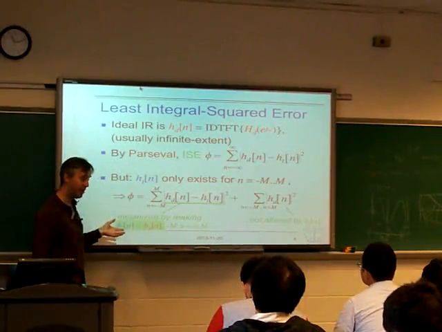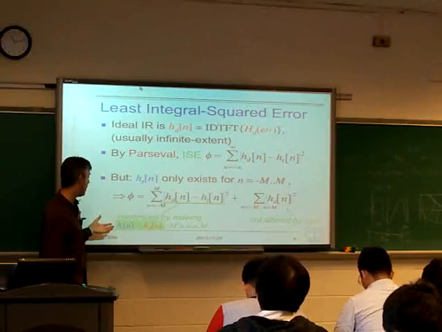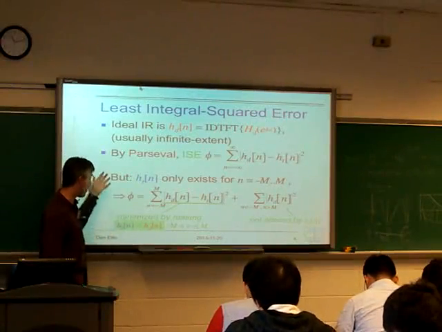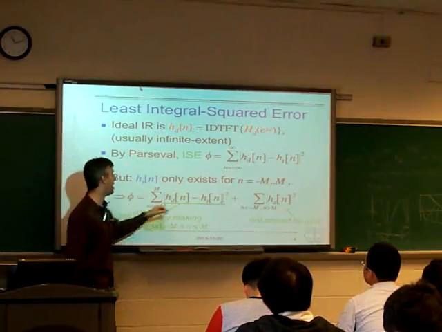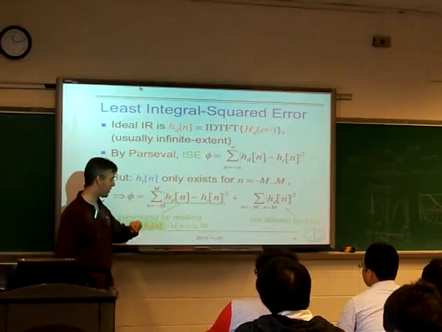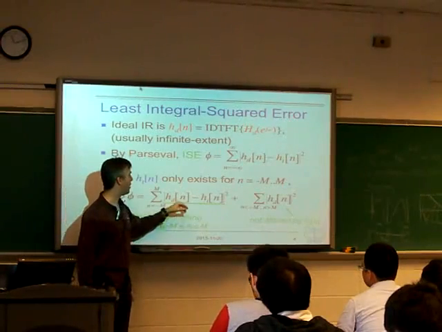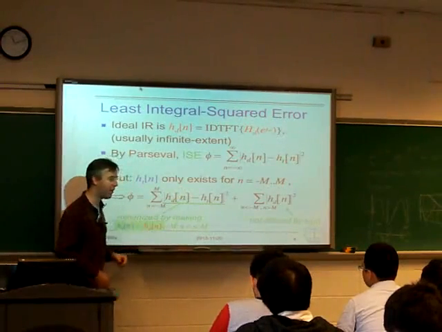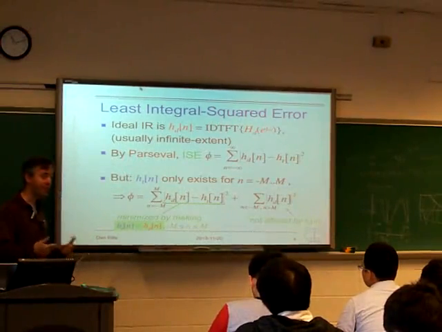So it's obvious how to optimize this, which is simply to take the values of the ideal impulse response, the IDTFT of the desired frequency response, and keep as many of those as we can cover with our finite impulse response and use those.